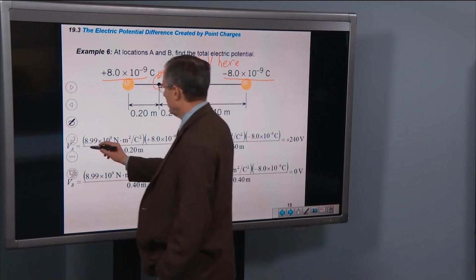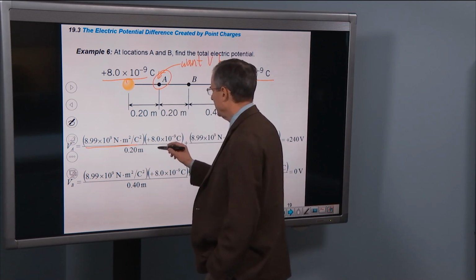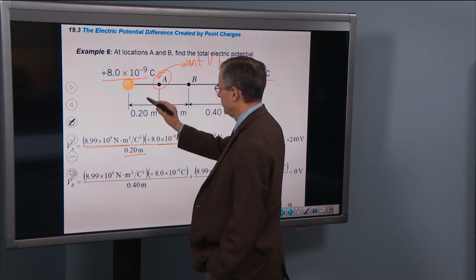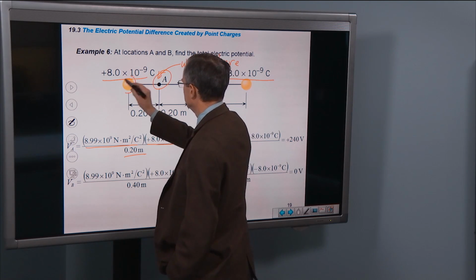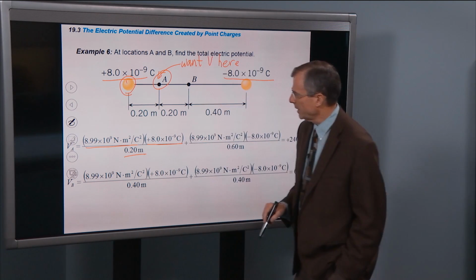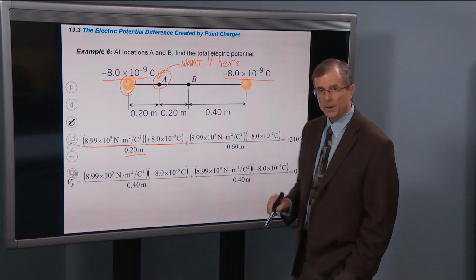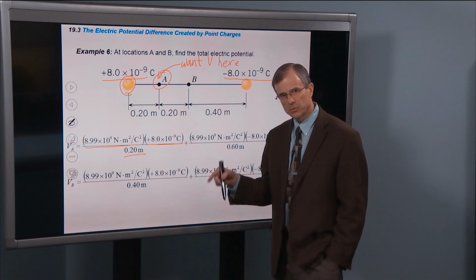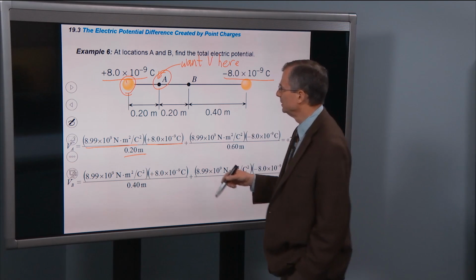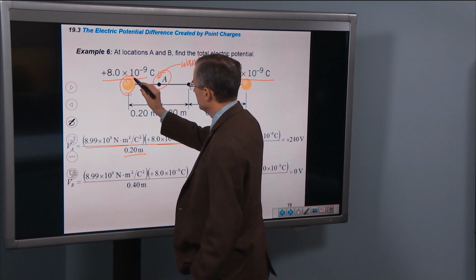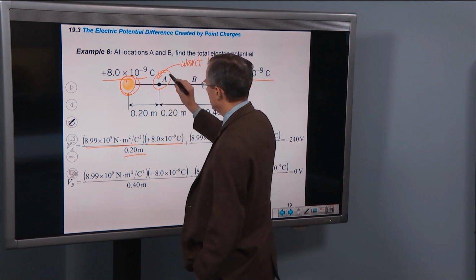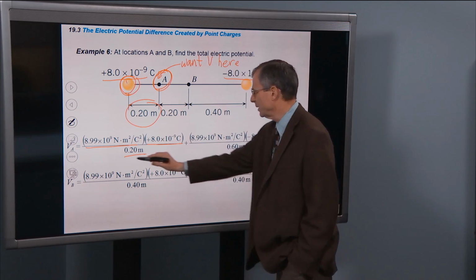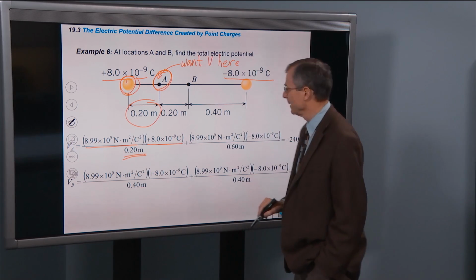Here's kQ over R, kQ over R for this charge. Now, what did I use for R? R is the distance between the charge and the place where I want the potential. What's that distance between the charge and where I want the potential? 0.2 meters. So that's why I use 0.2 meters here.